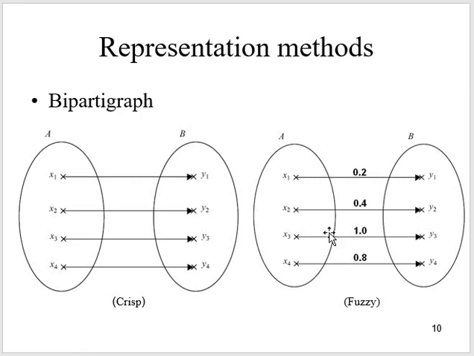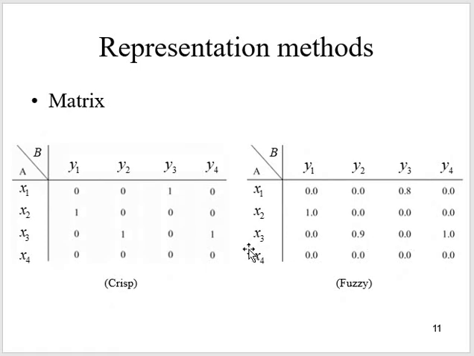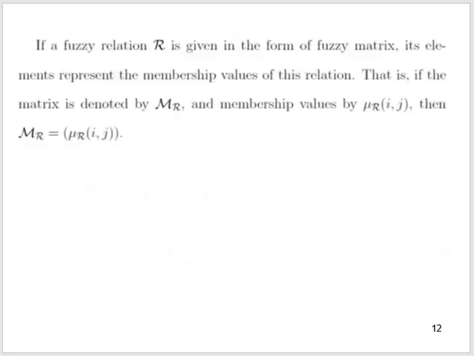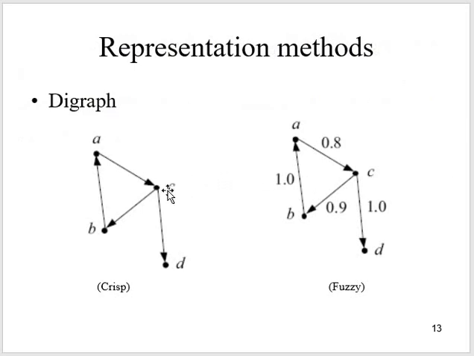So this is the diagrammatic representation of crisp relation and fuzzy relation. This is a matrix representation of crisp relation and fuzzy relation. The matrix is denoted by MR and membership degrees are denoted by mu R ij, and MR equal to mu R ij. This is another way of representing a fuzzy relation, using a digraph, for crisp relation and fuzzy relation.